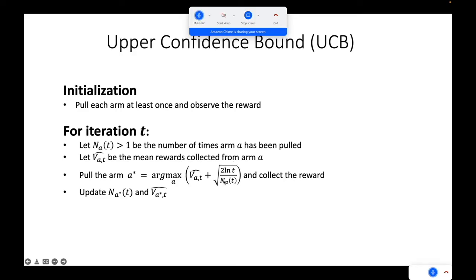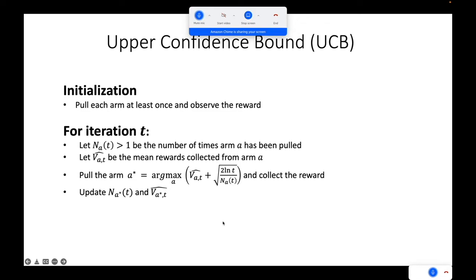And the second expression, especially if you look at the denominator, if an arm has not been pulled for enough number of times, then this will dominate. The second term will dominate. And this is how, intuitively, the algorithm achieves a balance between exploration and exploitation.